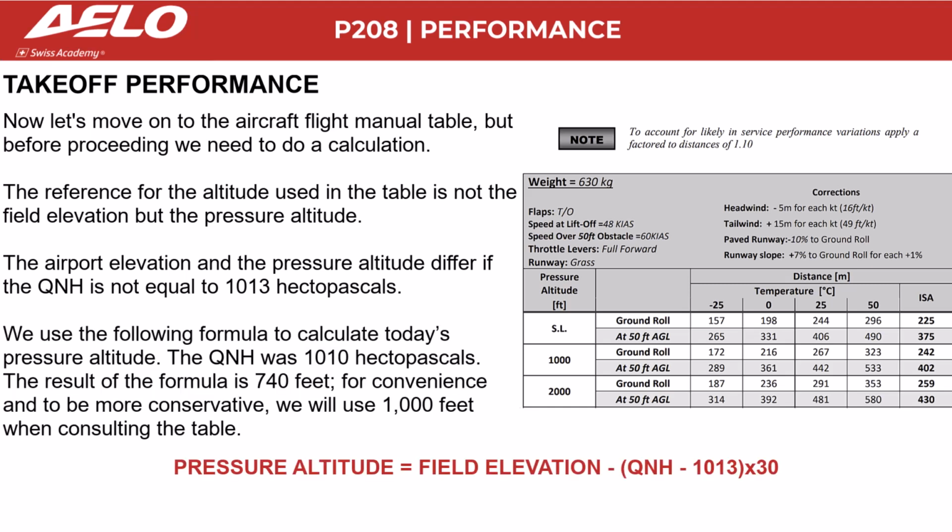We use the following formula to calculate today's pressure altitude. The QNH was 1010 hectopascals. The result of the formula is 741 feet. For convenience and to be more conservative, we will use 1,000 feet when consulting the table.